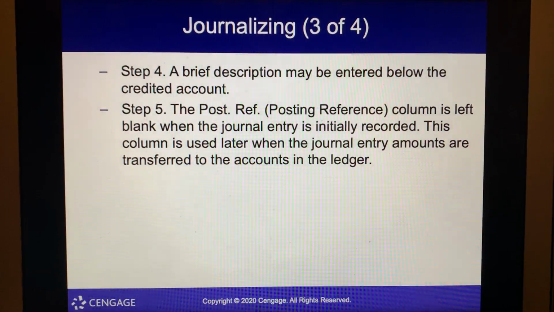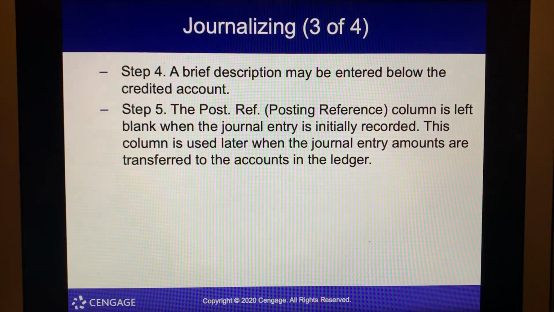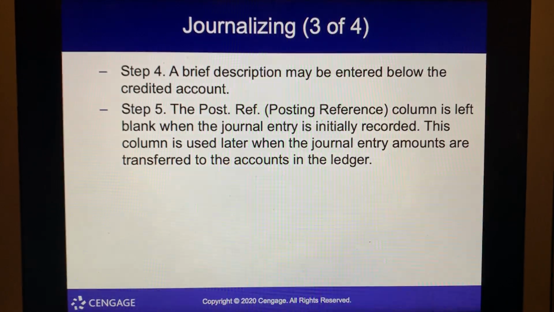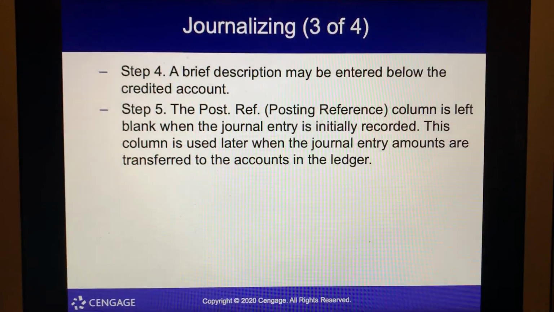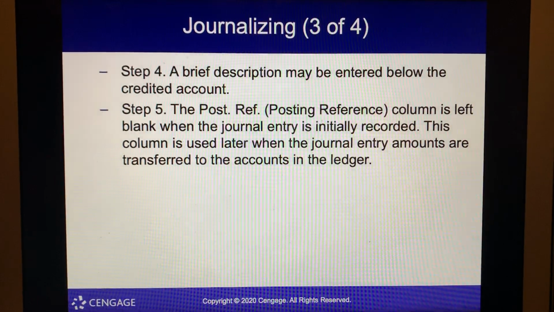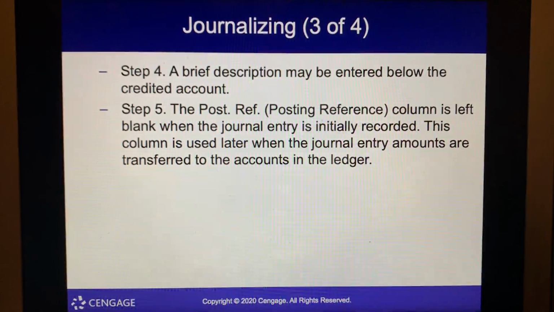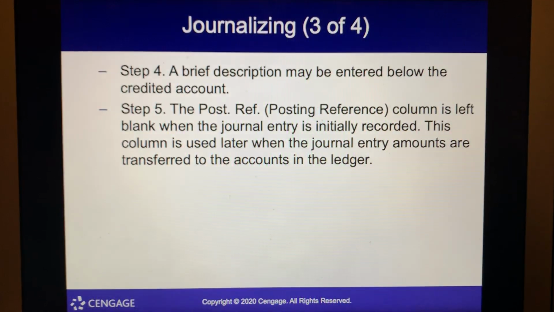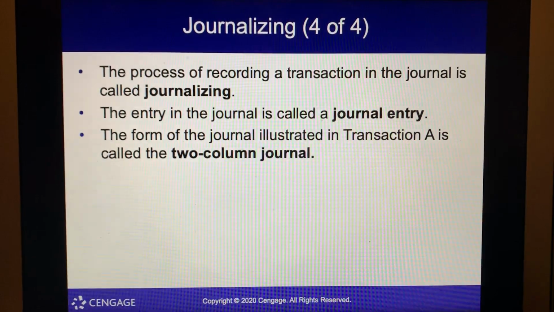The posting reference column is left blank when the journal entry is initially recorded. This column is used later when the journal entry amounts are transferred to the accounts in the ledger. So all this will be explained. I know some of you, like me, when I read stuff, it doesn't make sense. I have to see it, so I'm pretty visual.